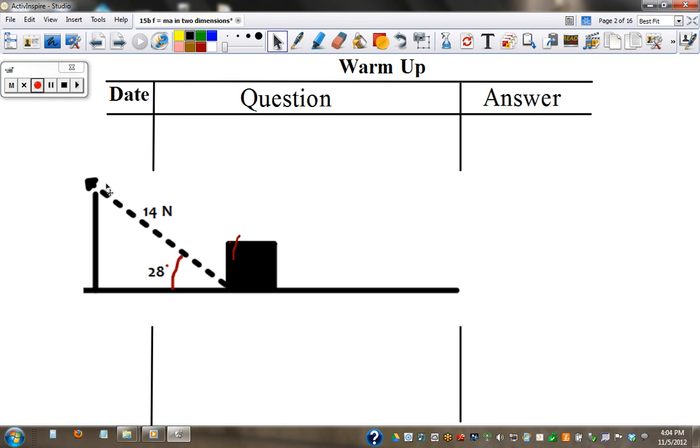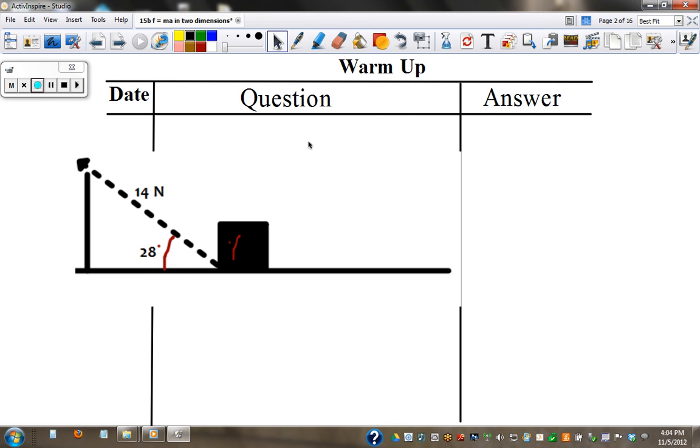Okay, this lesson is for extra credit. If you guys can do this, you get a 5% boost in your grade, almost, 4.5 probably. And what we have is the first thing you need to be able to do. If this is 14 newtons of force and the angle here is 28 degrees, can you solve for this part right here?